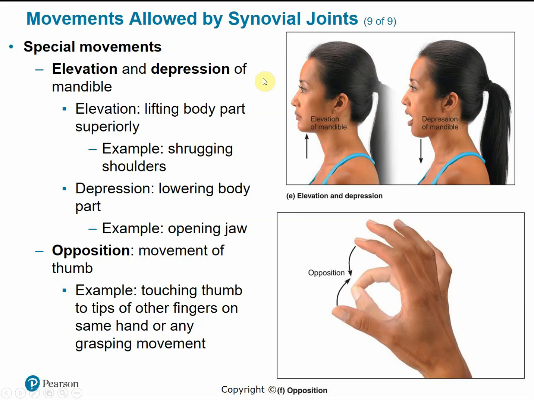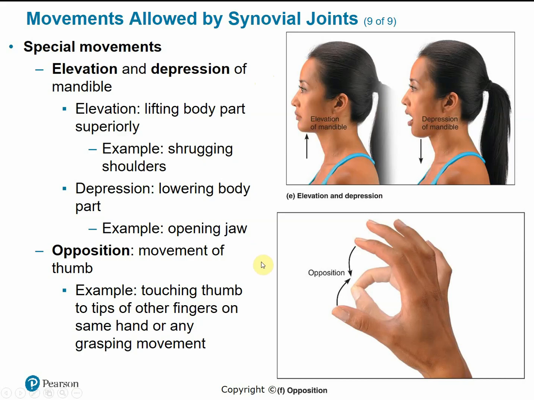Elevation and depression occur in the mandible and the shoulders. Elevation is just lifting up a body part. So when you shrug your shoulders, that's elevation. When you relax your shoulders, that would be depression. Same thing with the mandible when you open and close your mouth. Closing your mouth is elevation. Opening would be depression.